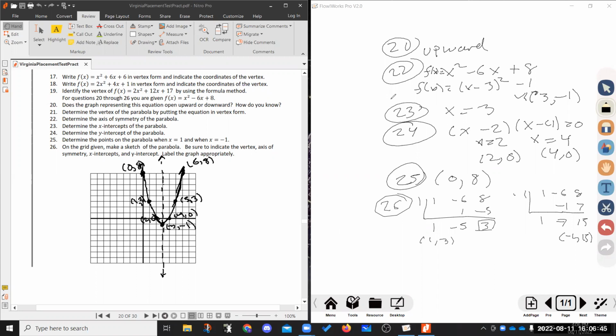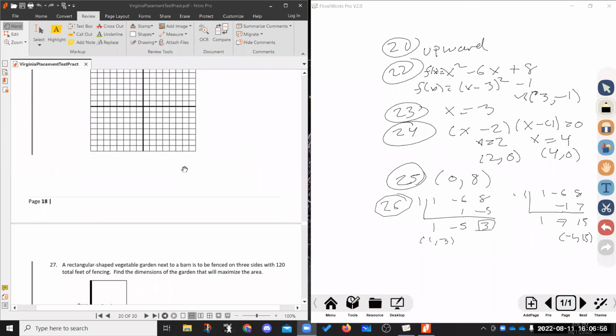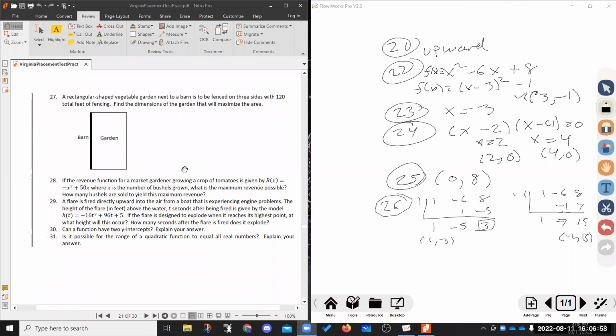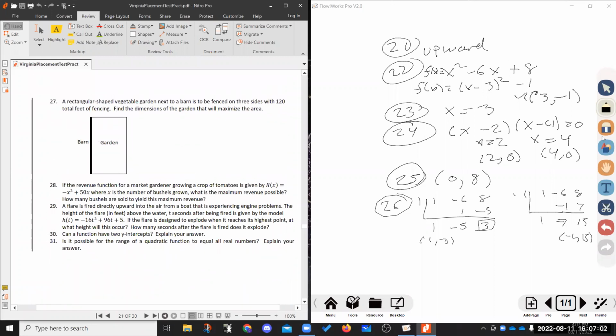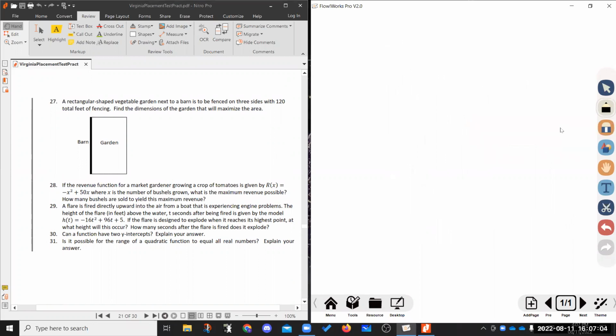This is the synthesis, the culmination of everything that you're trying to learn to do in MTE 6, but there's going to be some word problems here as well. So let's go ahead and look at those word problems.